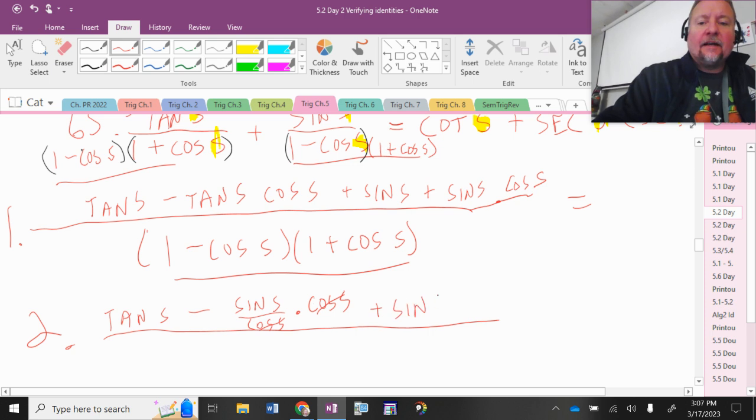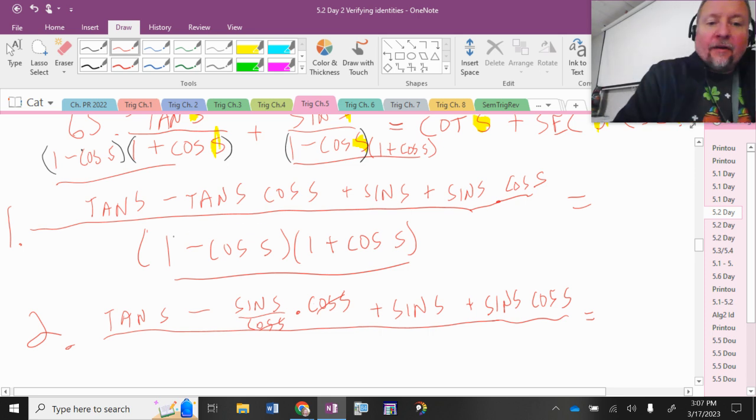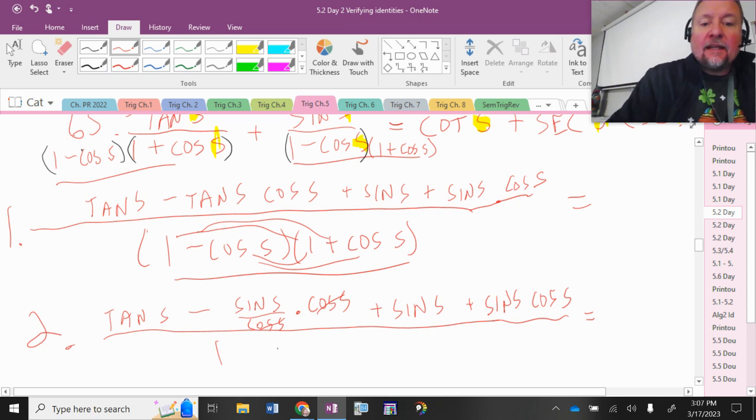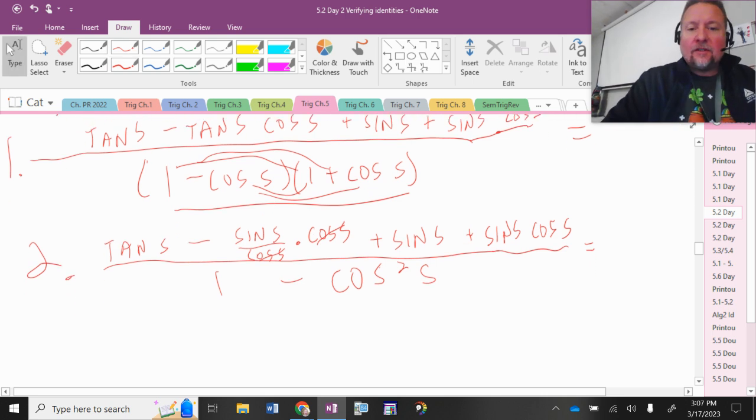Plus sine of s, and then plus sine of s, cosine of s. And then we're going to start doing a couple things at a time here. We're going to FOIL the bottom because I didn't do anything with this. 1 times 1 is 1. Positive cosine and negative cosine cancel, and then this is why I did this. This becomes cosine squared. Now people that have been doing their homework really well should know what's going on next.